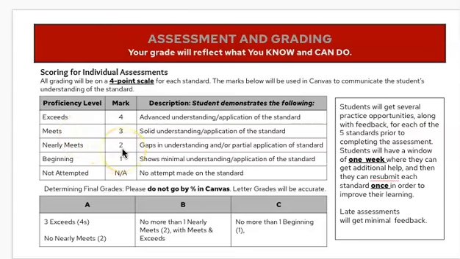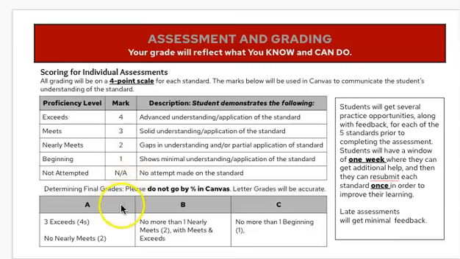If you see a 2, they're nearly there. There's maybe a gap in the understanding, maybe something's only completed in a way that shows partial knowledge, and so it's nearly meeting. It's at that 2 level. And finally, if you see a 1, they are getting started on that standard. They still have some growth to do. They show some minimal understanding. That's beginning. If you ever see an NA, it means that student has not taken that assessment yet. It's not attempted, it is incomplete.